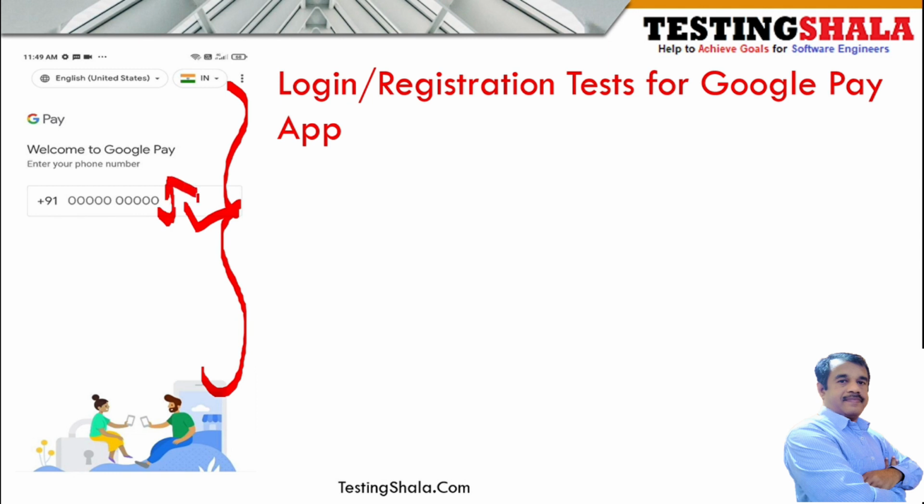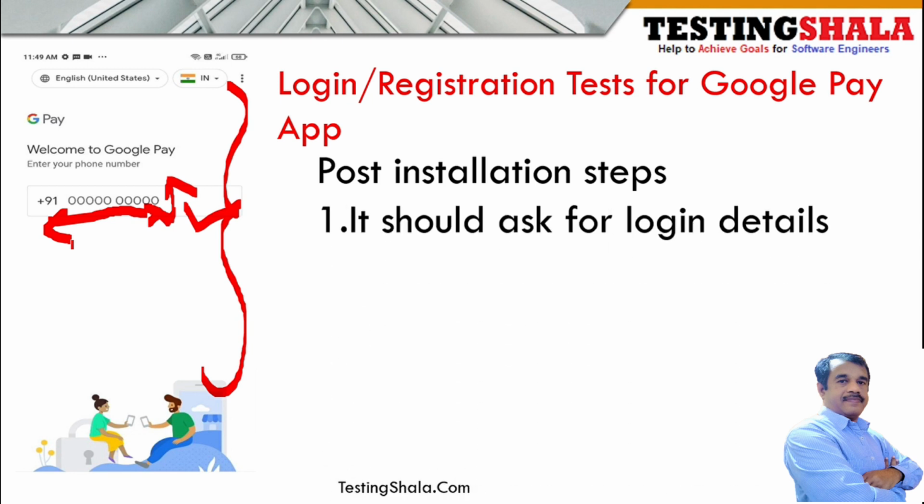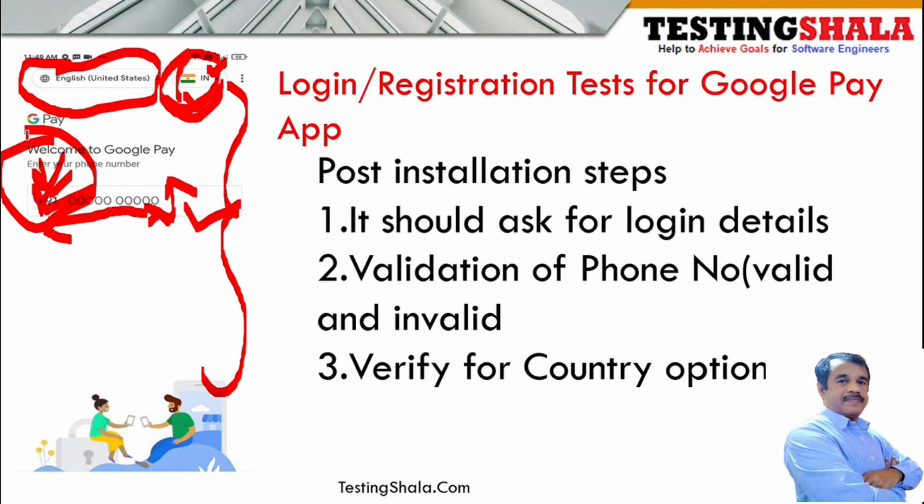Then what we should do is try to enter all different combinations of mobile phone numbers, just to see whether it can handle all positive conditions and all negative conditions for a given mobile number. Plus, we should also verify for a given country as well. If I select IN, then this code should display. If I select a different country, then this code should change appropriately. All these different validations we should also perform once we open up the Google Pay app.